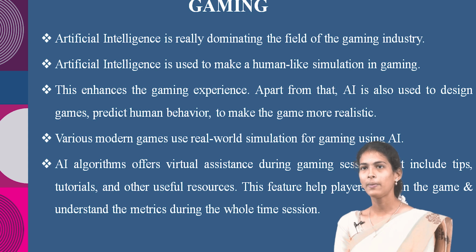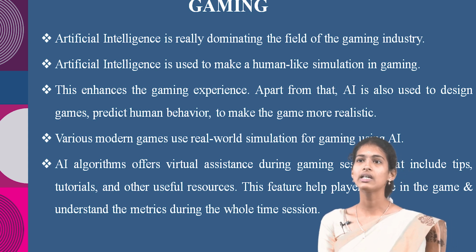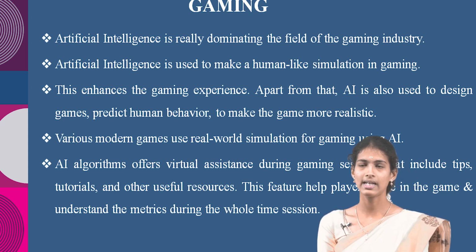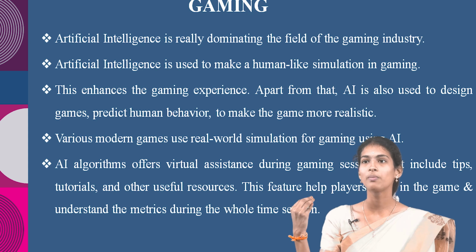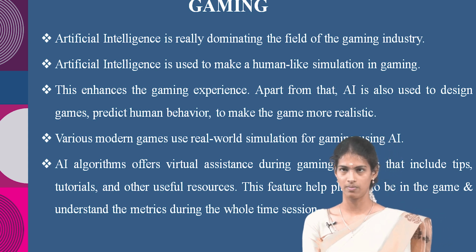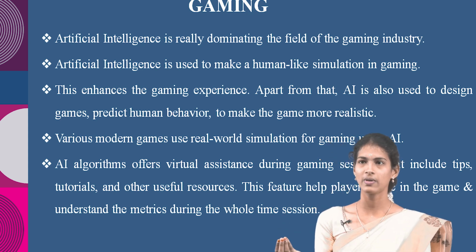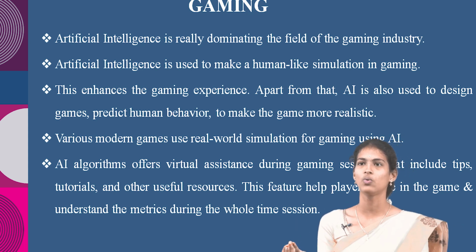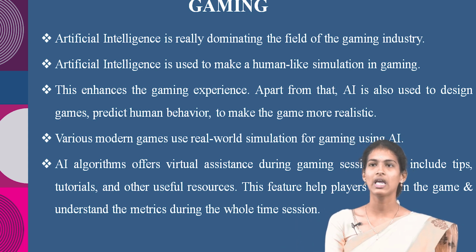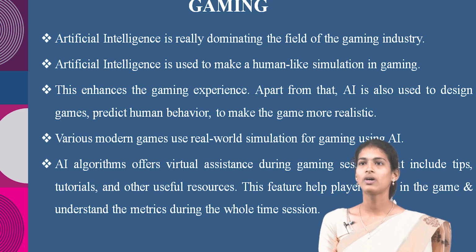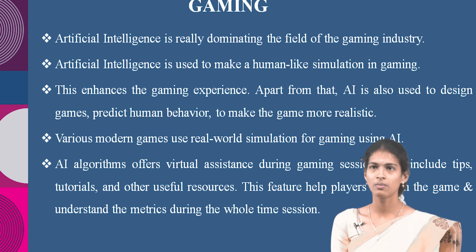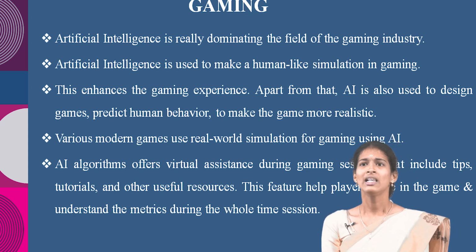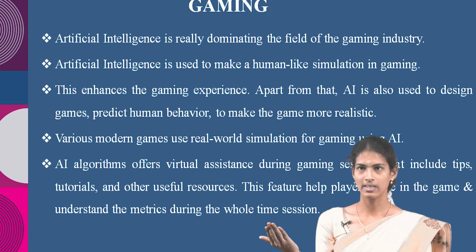The third application, gaming. Artificial intelligence is really dominating the field of the gaming industry. AI is used to make human-like simulation in gaming. This enhances the gaming experience. Apart from that, AI is also used to design games and predict human behavior to make a game more realistic. Various modern games use real-world simulation for gaming using AI. Let's see an application in gaming sectors.